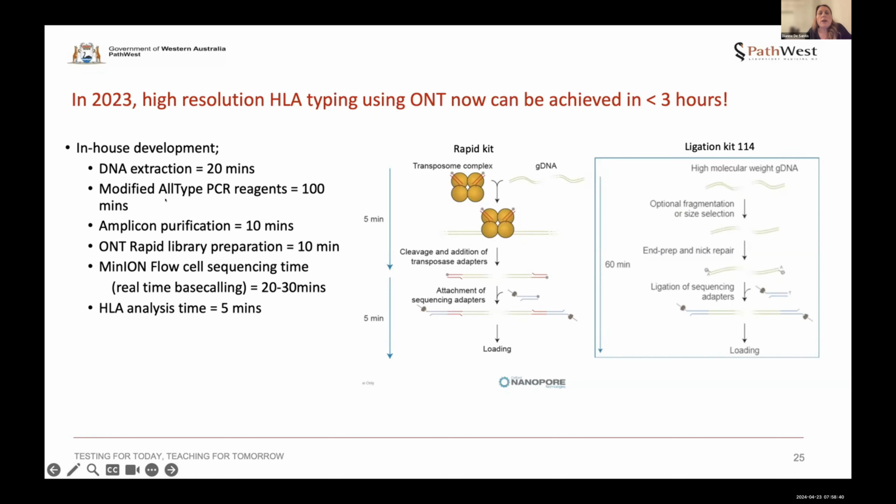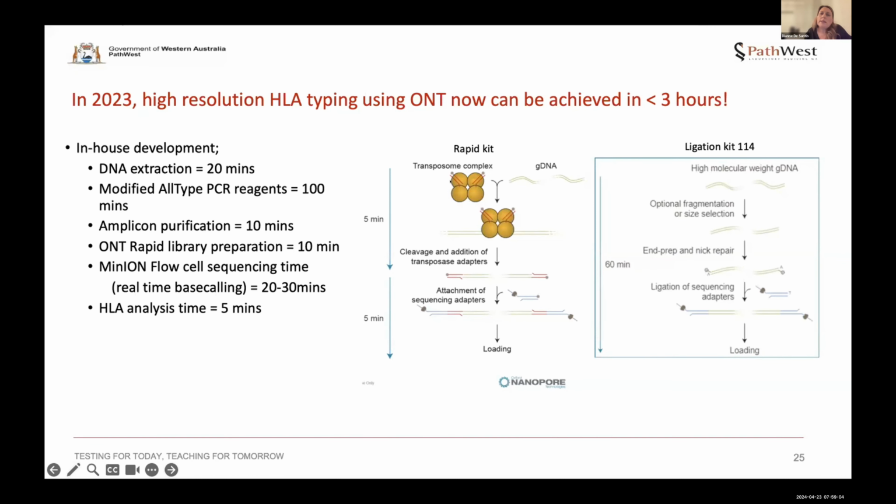We used a modified version of the all-type PCR reagents. So we modified the thermocycling conditions to make that program shorter. We did an amplification, a library prep of 10 minutes, and used the MinION flow cells to do sequencing. And analysis takes about 5 minutes.